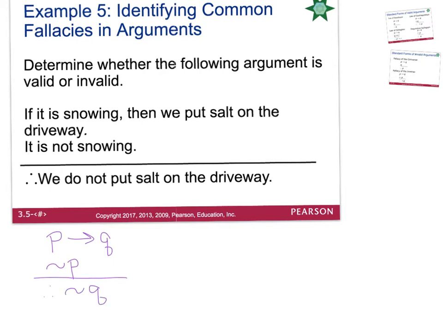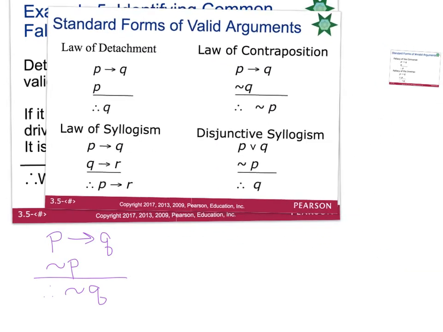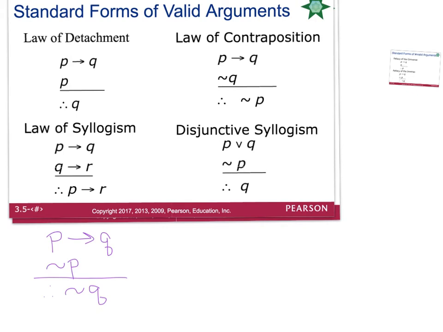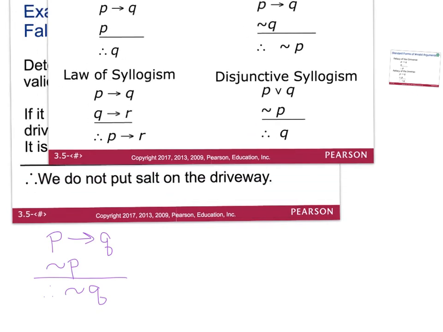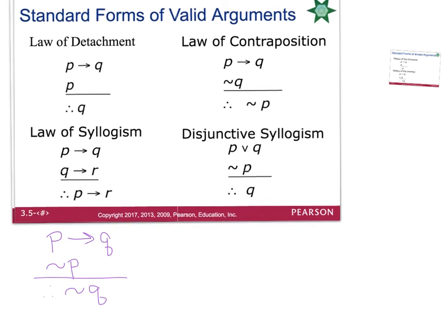Okay, so let's see if this is any of our common valid forms. It's definitely not law of detachment because of the negations. It is not law of syllogism because we only have one conditional. It is not the disjunctive because we never had the or statement.